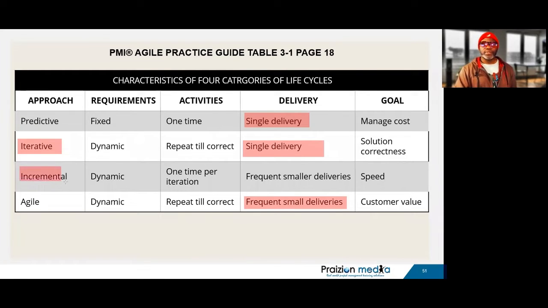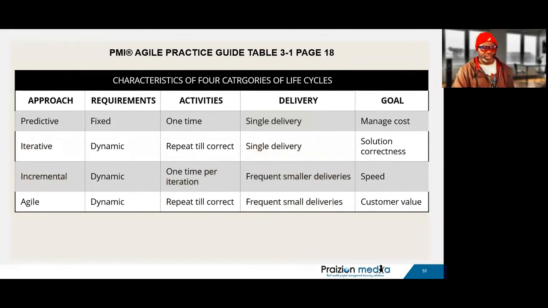Incremental, one time per iteration for the activities, but we have frequent smaller deliveries. Now, it's easy to get confused with incremental and Agile, but there's a major difference. Incremental is one time per iteration. Agile is repeat till correct.